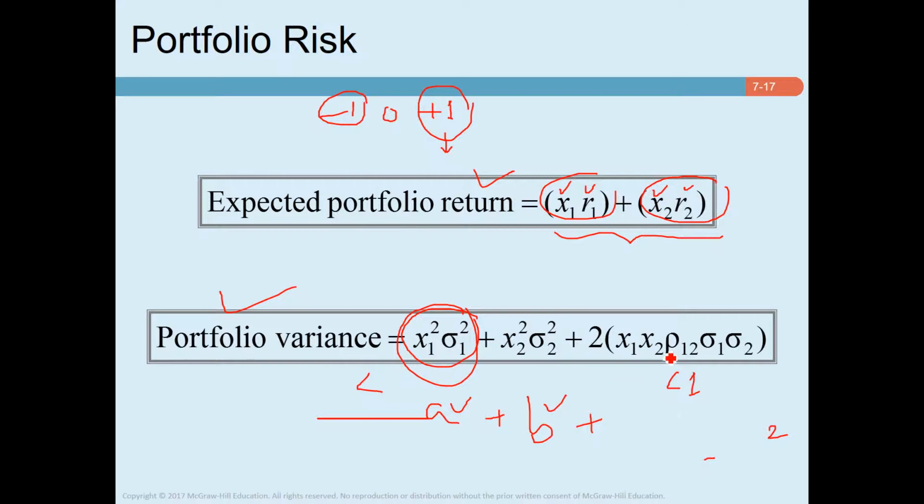For example, if it is 0.1, if it is 0.2, if it is 0.3, if it is 0.9, or if it is minus 0.1, minus 0.2, anything less than 1, this part will decline. Since this part declines, your portfolio variance will be less than the weighted average variance of individual assets. So what is the implication? The implication is portfolio return is the weighted average of individual returns.